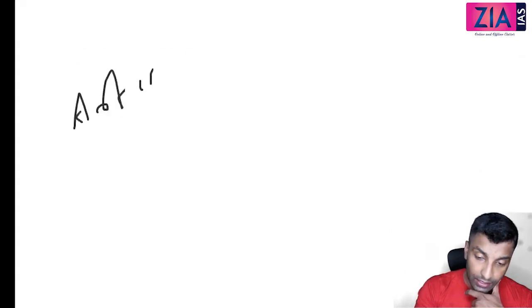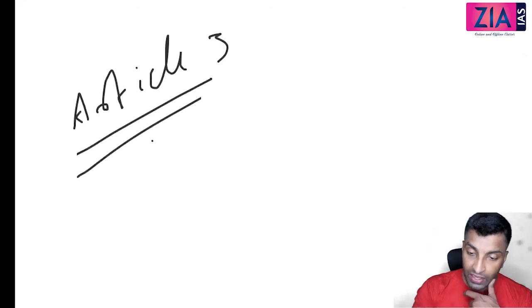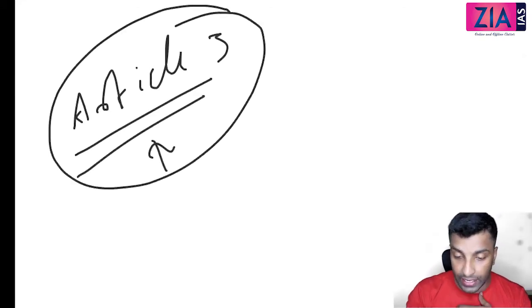Okay, so other elements you can take one by one and you can explain. Otherwise, what about this Article 3? Just note down this Article 3 also. What is this Article 3? This is again very important. This proves the strong center.